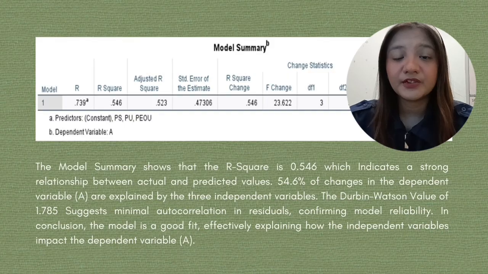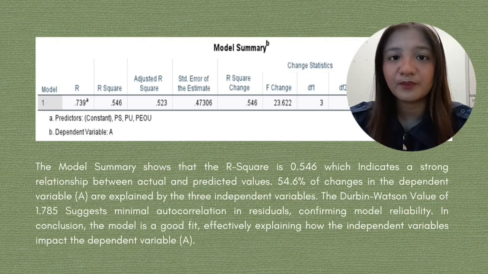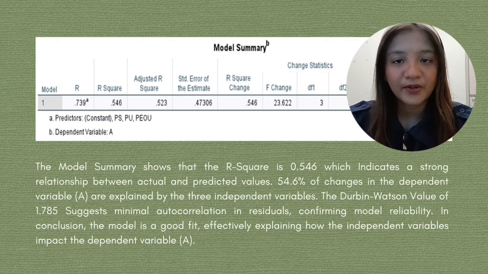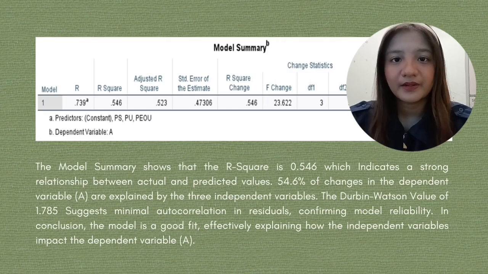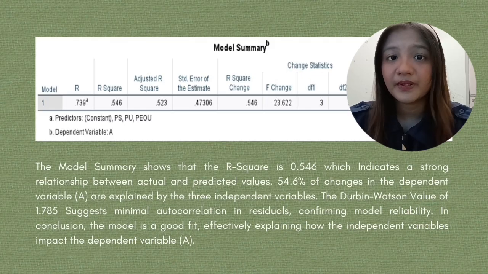The model summary shows that the R-square is 0.546, which indicates a strong relationship between actual and predicted values. 54.6% of changes in the dependent variable A are explained by the three independent variables. The Durbin-Watson value of 1.785 suggests minimal autocorrelation in residuals, confirming model reliability. In conclusion, the model is a good fit, effectively explaining how the independent variables impact the dependent variable A.